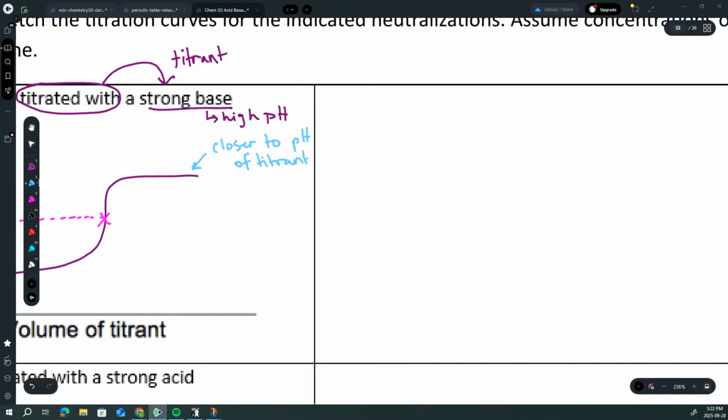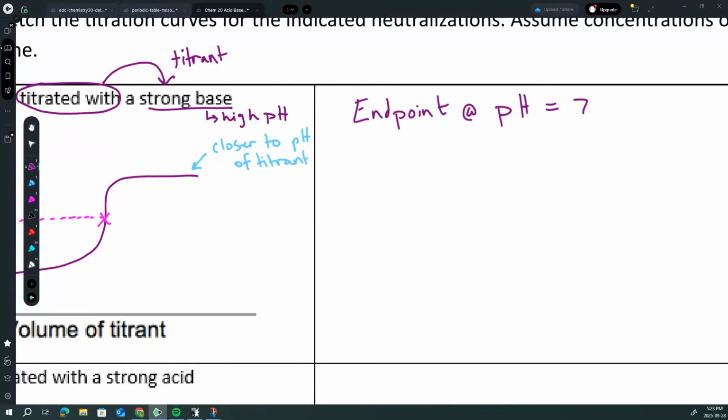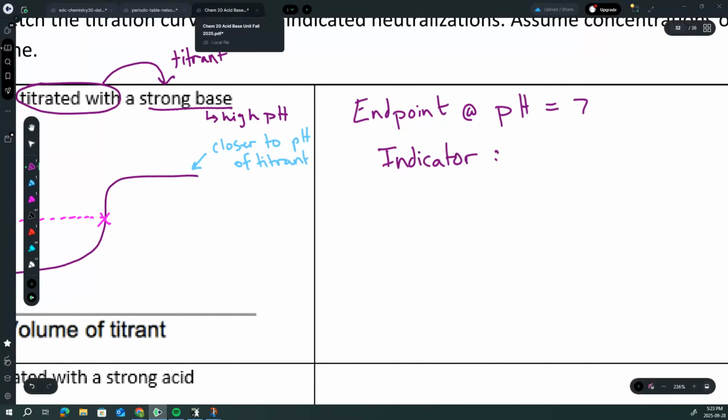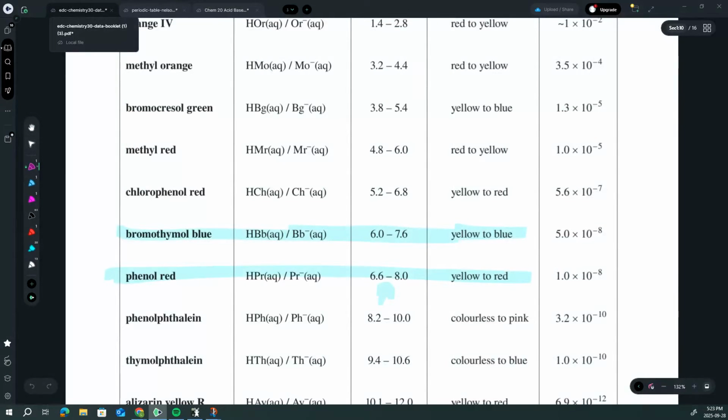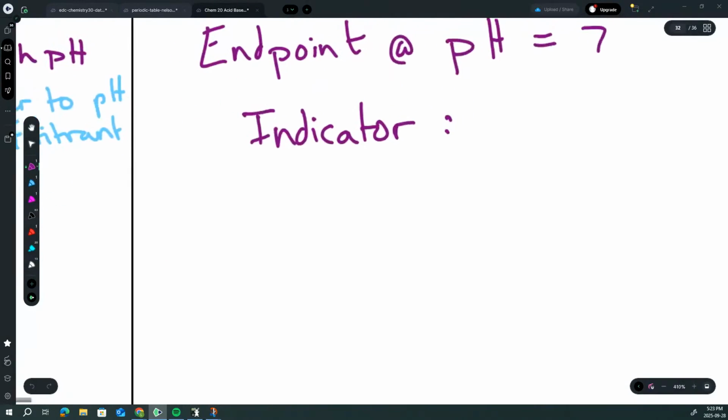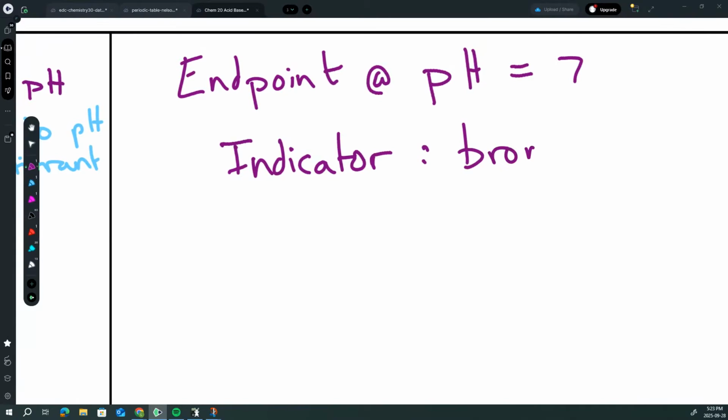All right, so over in this box, we're just going to write a few notes here. So endpoint is at a pH equal to 7. And for our indicator that we could use, like I said, we could either use bromothymol blue or phenol red. Either would be good, so I'm just going to talk about what we could expect from either indicator. So let's go back here. So let's first talk about bromothymol blue, just because.